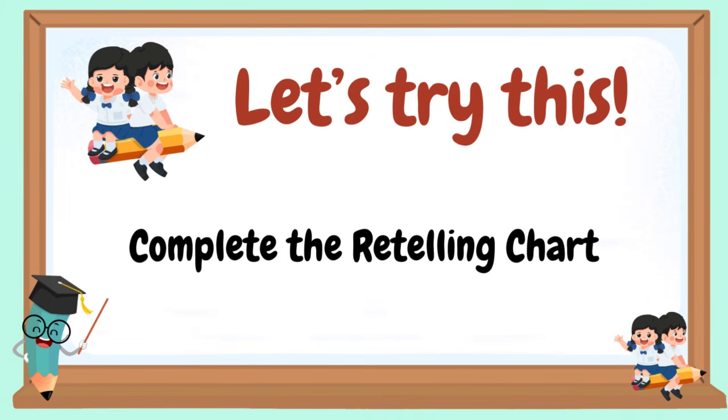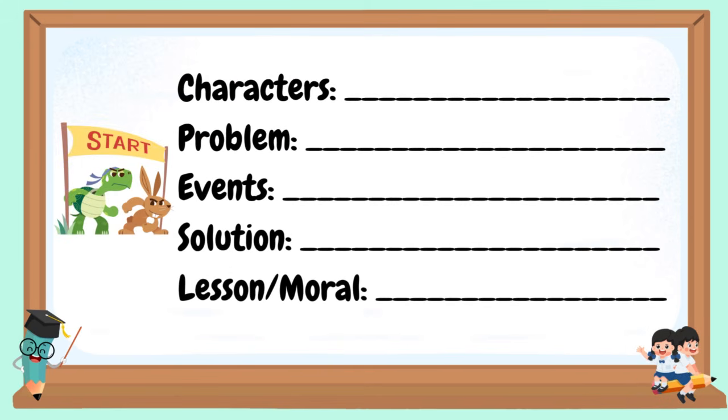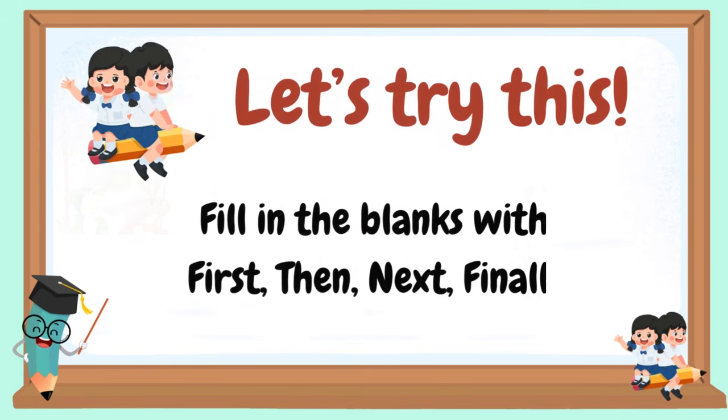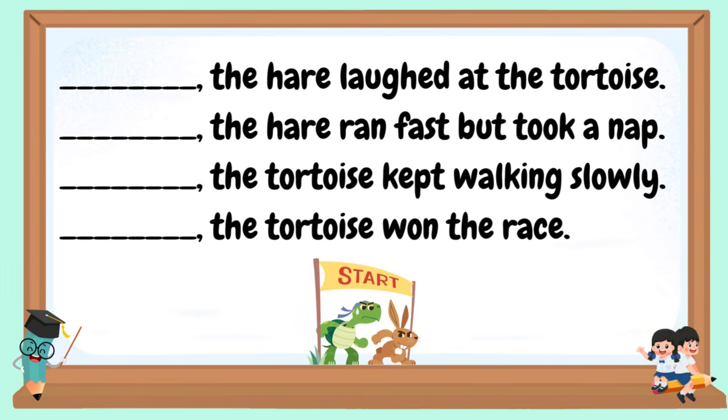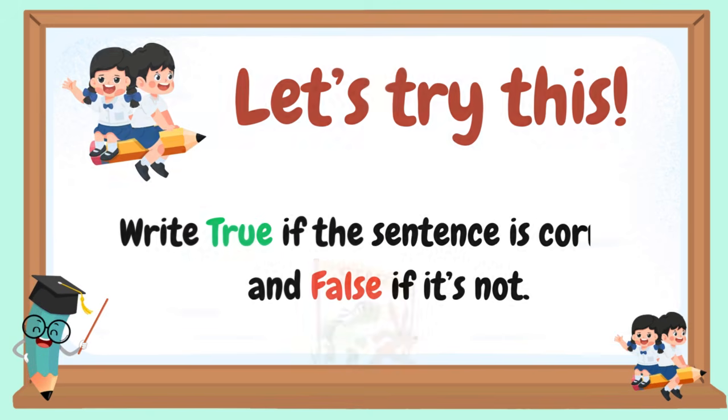Let's try this. Complete the retelling chart. Let's try this. Fill in the blanks with first, then, next, and finally. Let's try this. Write true if the sentence is correct and false if it's not.